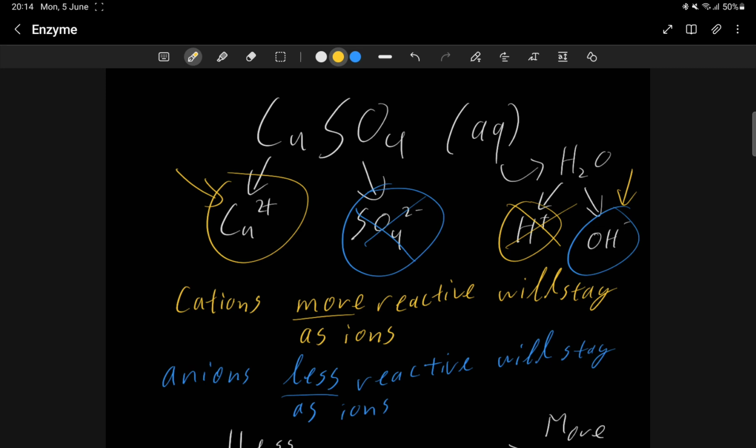Okay, hopefully that's clear. It's a bit long, and this is a bit of a harder question, but let me know if it's unclear.